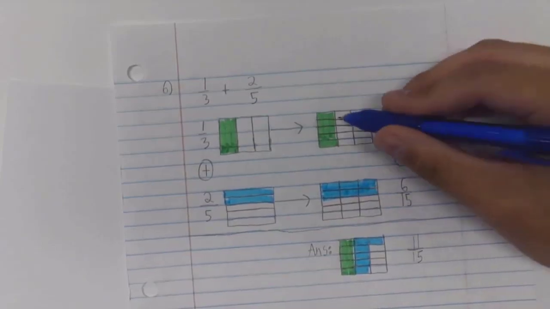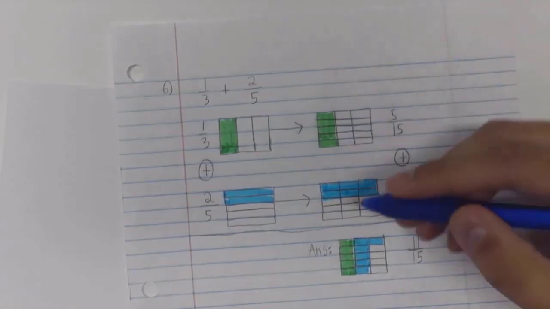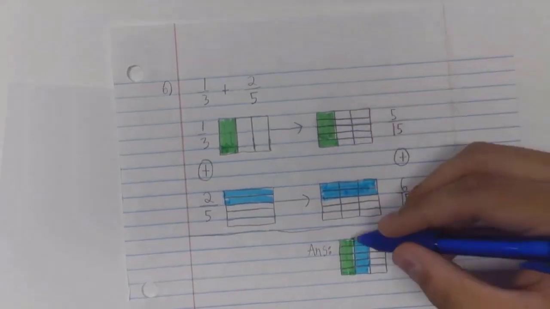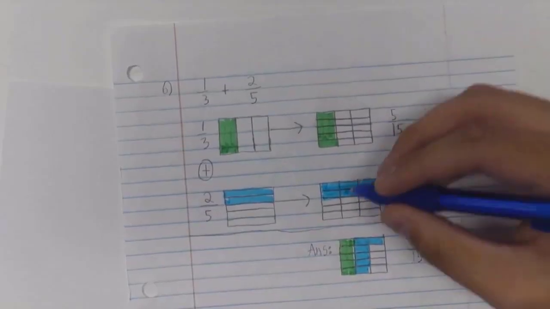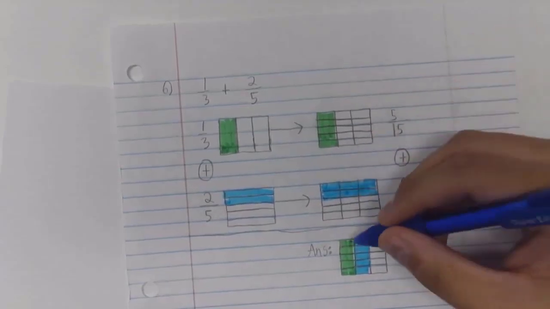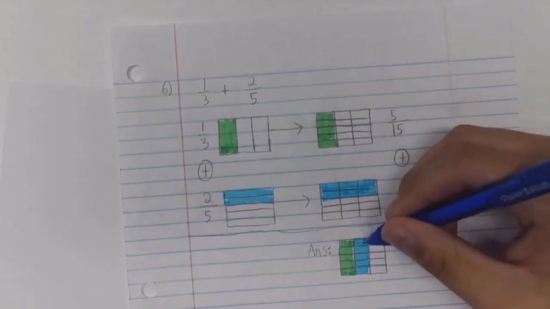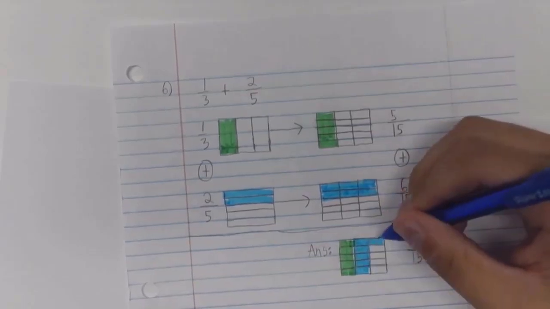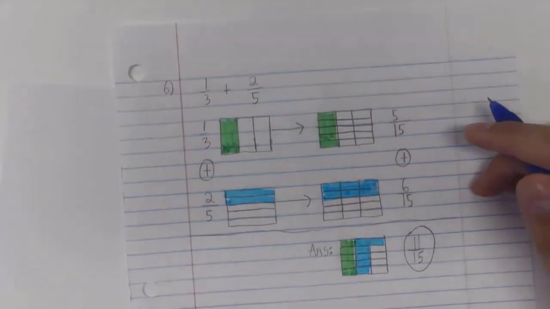So the answer would be, hopefully you can draw a perfect box here. Now you have to color in what was equal here, which would be 5 out of 15. So now what you want to do is add the rest. So this would be 1, 2, 3, 4, 5 plus 6, 7, 8, 9, 10, 11. So now you end up with 11 out of 15. Okay, very good. Hold on.